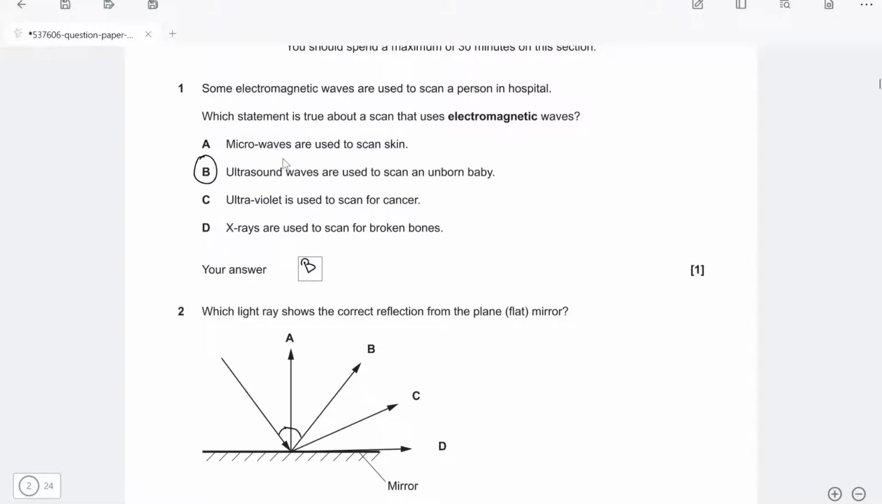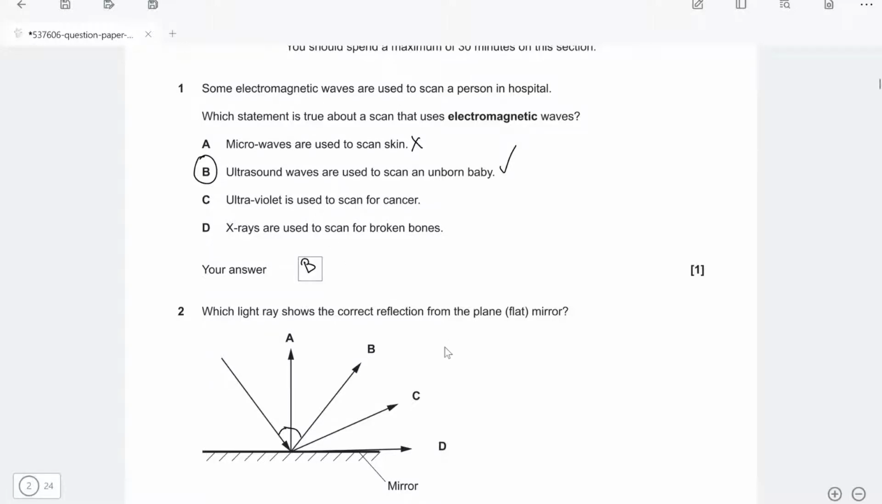So, some EM waves are used to scan a person in a hospital. Which statement is true about a scan that uses EM waves? So, microwaves are used to scan skin. Absolutely not correct. Ultrasound waves are used to scan an unborn baby. Yep. This is absolutely correct. So the correct answer is B.